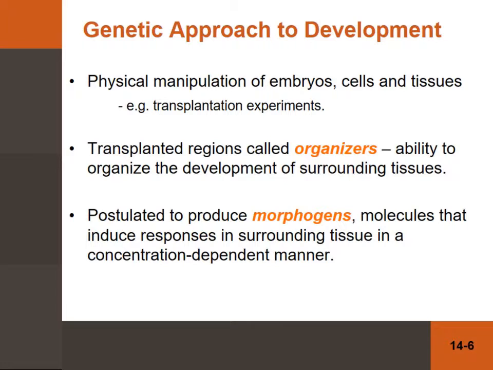concentration-dependent manner. And although this discovery was quite spectacular, progress in understanding the nature of these organisers and morphogens stalled after the discovery in the early 1900s. And the reason that progress stalled was because it was impossible at that time to isolate the molecules that were responsible.